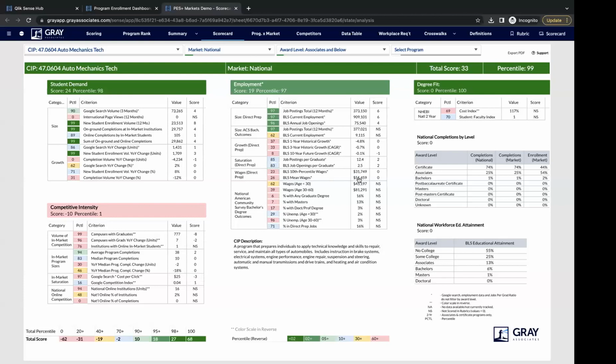Wages are at the 26th percentile here for mean wages, and 23rd percentile for 10th percentile wages. So lots of student demand, lots of employment. Pay isn't doing so great. And there's a lot of campuses already in this field as well.